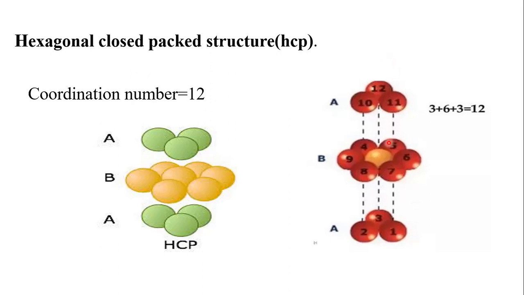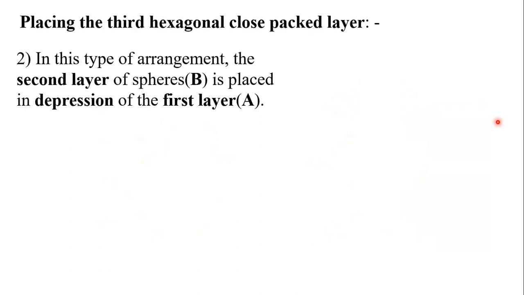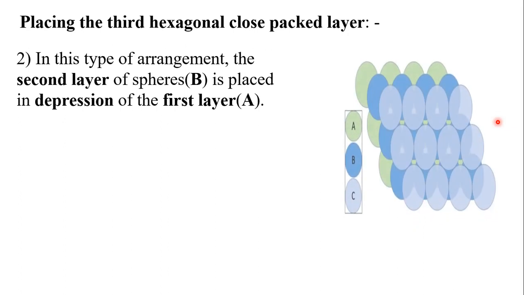So the AB type of arrangement is there in hexagonal close packed structure, and the coordination number is 12. These 3 from the layer above, these 3 from the layer below, and 6 spheres from its own layer. So the central atom is in contact with these 6 spheres, these 3 spheres and these 3 spheres. So total how much? 12. So remember here that the coordination number of hexagonal close packed layer is 12.